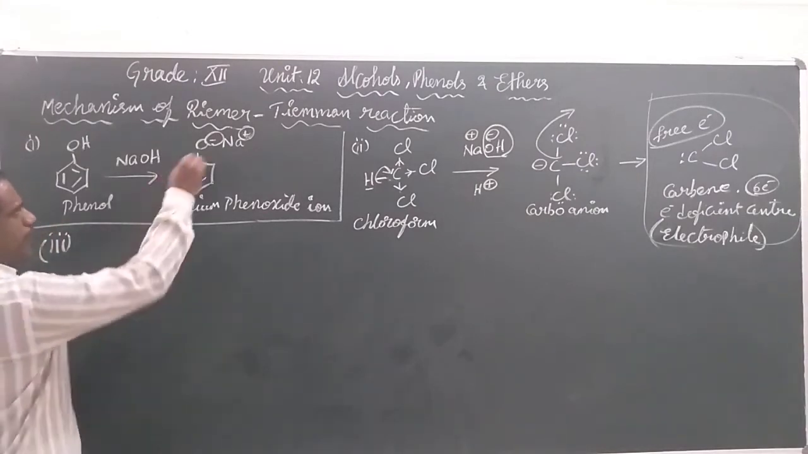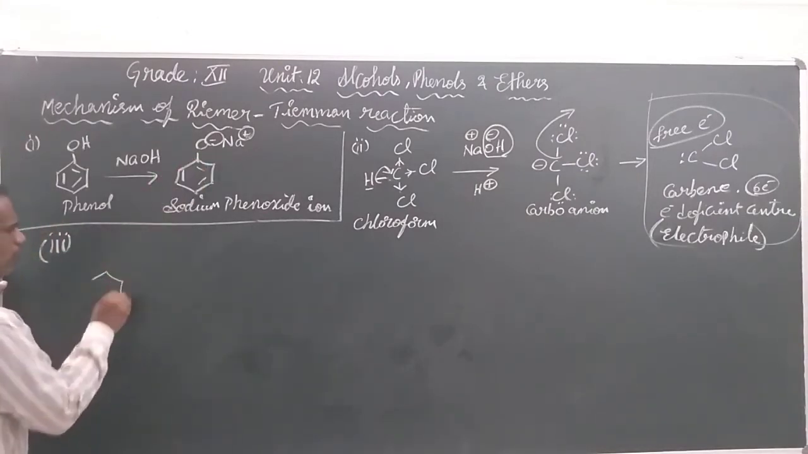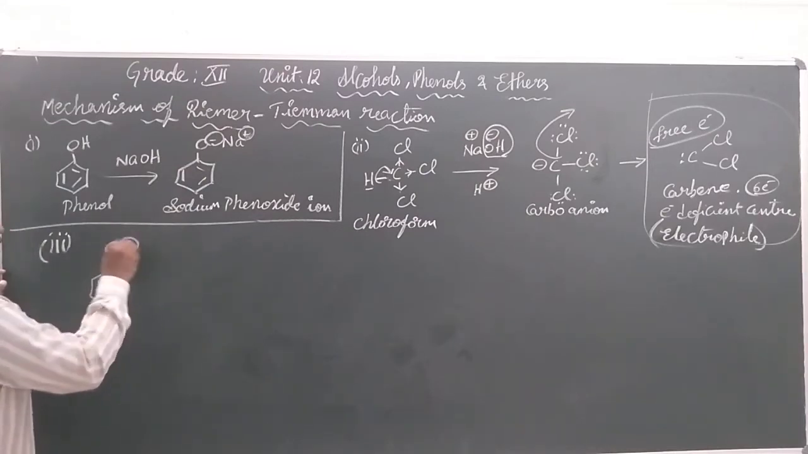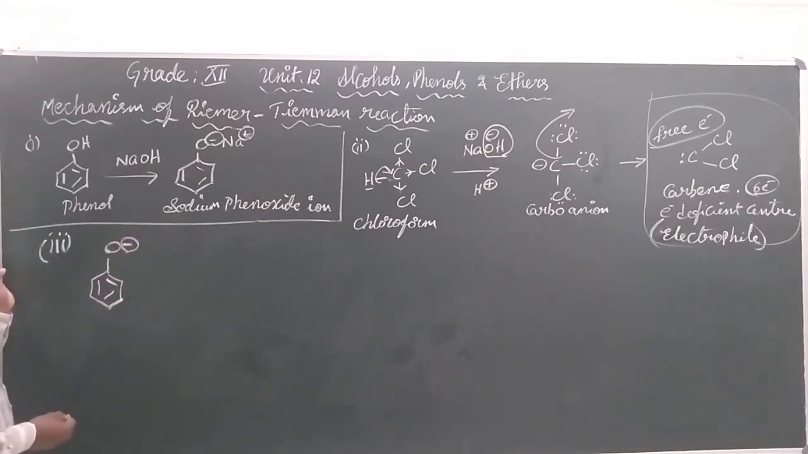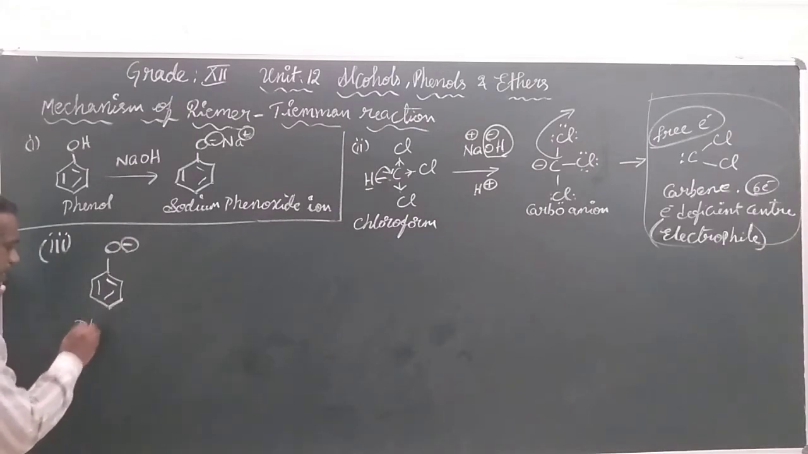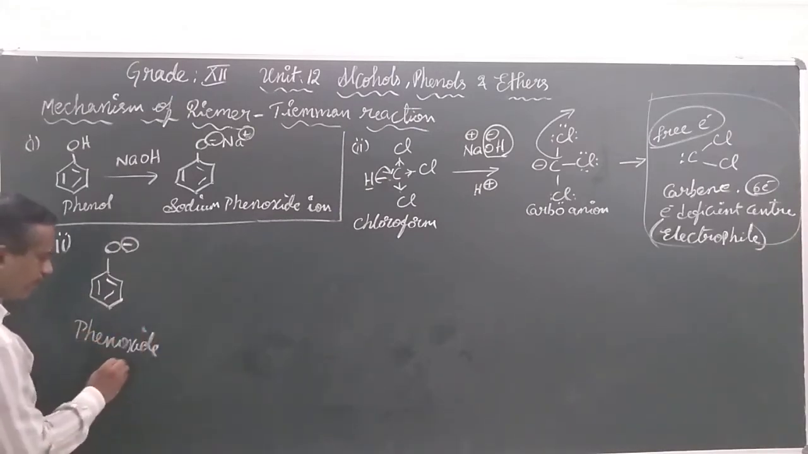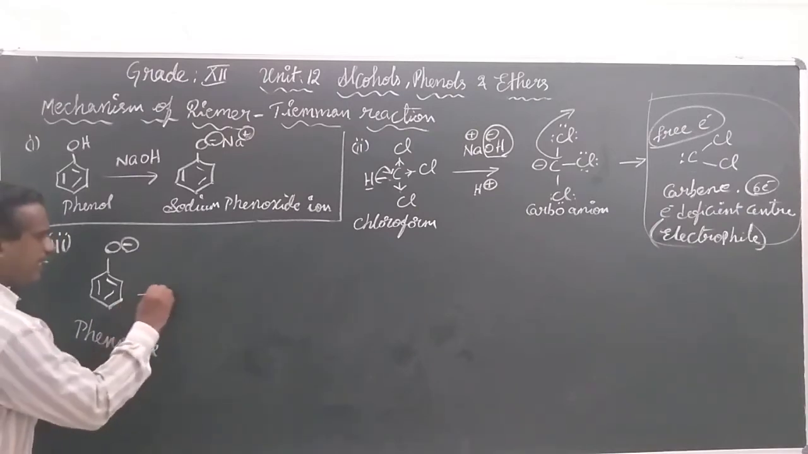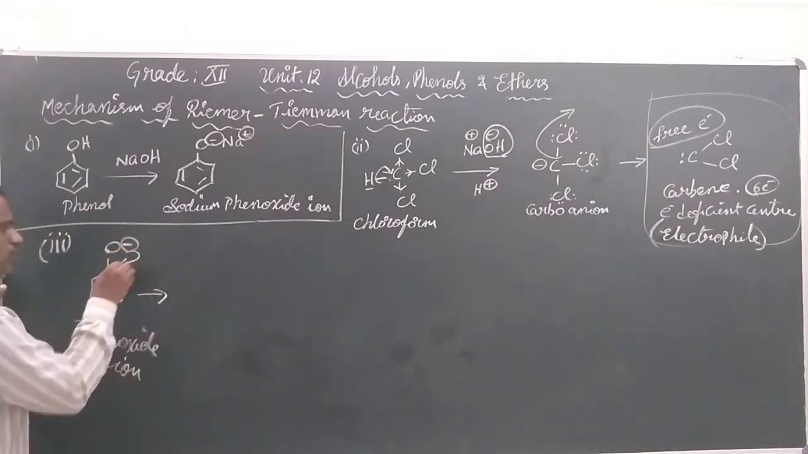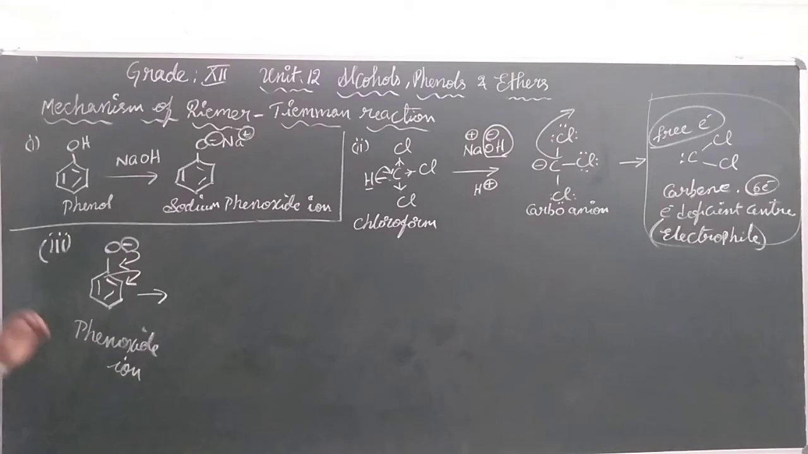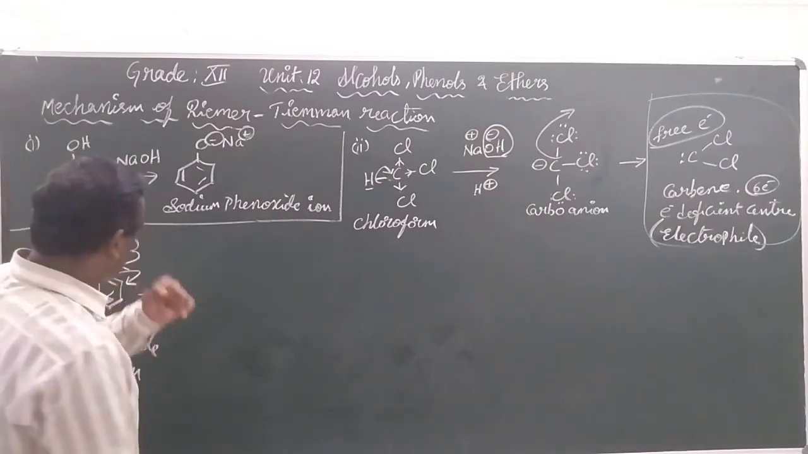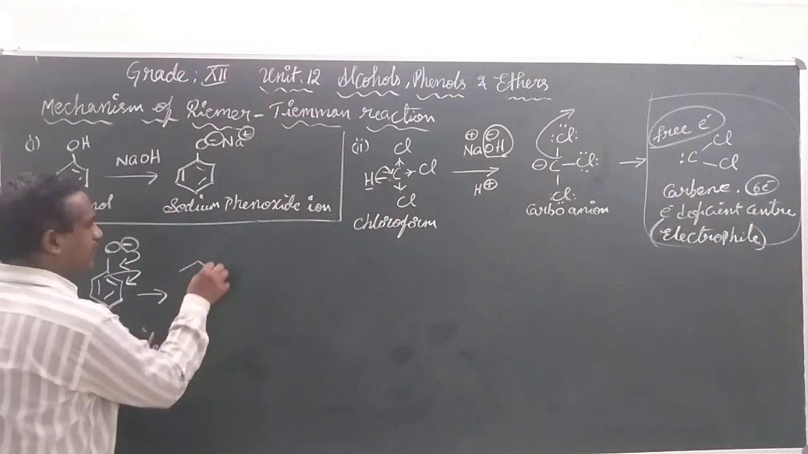In step 3, we know the sodium phenoxide ion is involved in the resonance. The phenoxide ion is giving the electrons to the benzene and making the ortho position an electron-rich center.